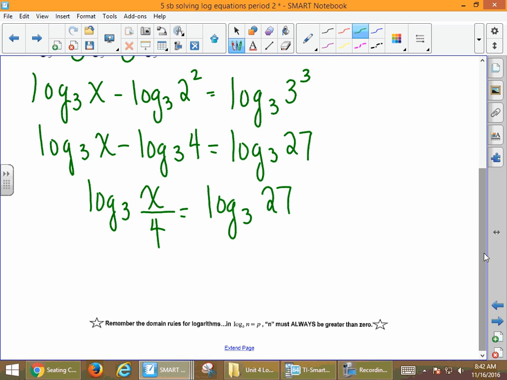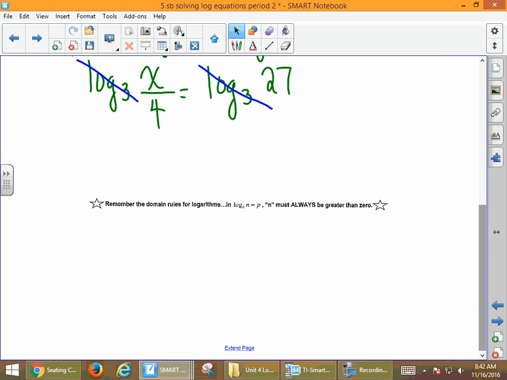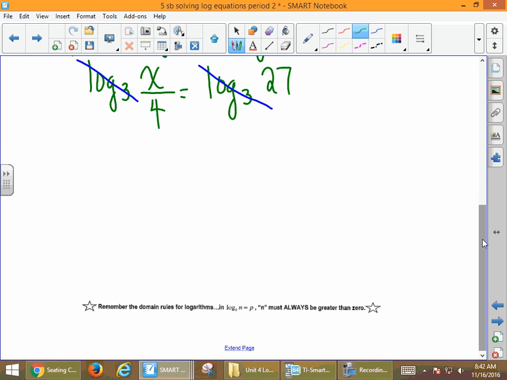But our next step now, we've applied the properties. It's a true log equation. We have a logarithm on the left, we have a logarithm on the right. We can cancel the logs. They don't really cancel out, but for all intents and purposes, that works for people. And now we want to finish by solving for x. And we get x divided by 4 equals 27.